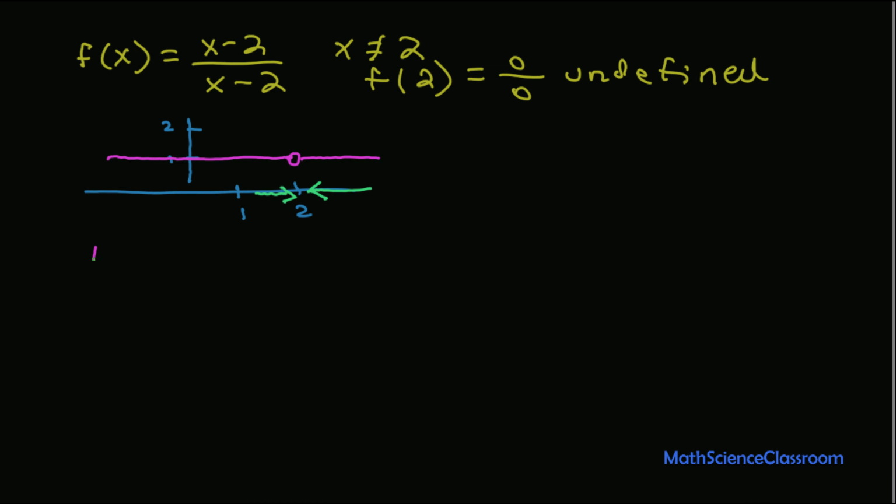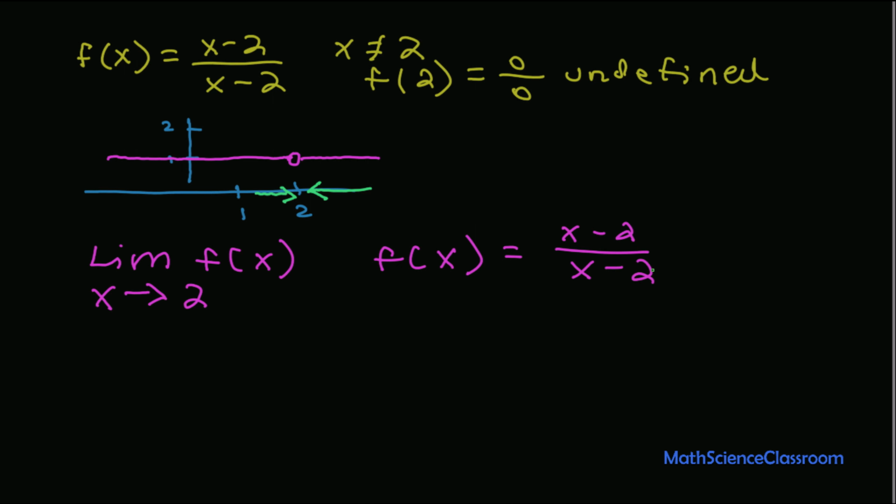So what we say is the limit, or lim, of f of x as x moves towards what value? It's moving towards 2. So the limit of f of x as x moves towards 2, and in this case f of x equals x minus 2 over x minus 2. Now this limit equals what value? The limit is 1, because in every case except exactly at the value of 2, we notice that f of x equals 1. So this is how we write that.